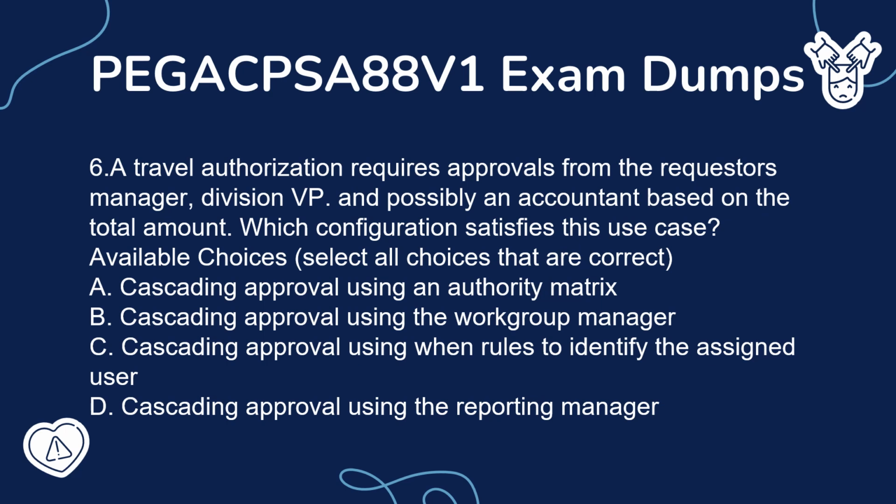A. Cascading approval using an authority matrix. B. Cascading approval using the workgroup manager. C. Cascading approval using when rules to identify the assigned user. D. Cascading approval using the reporting manager.